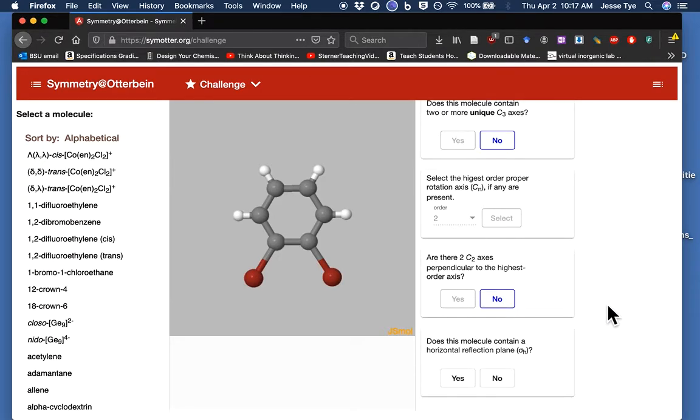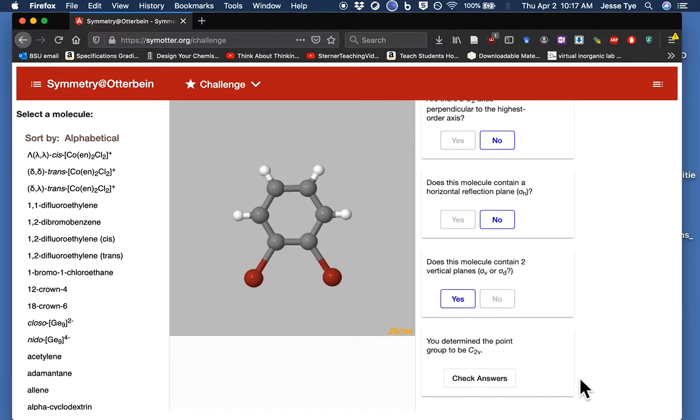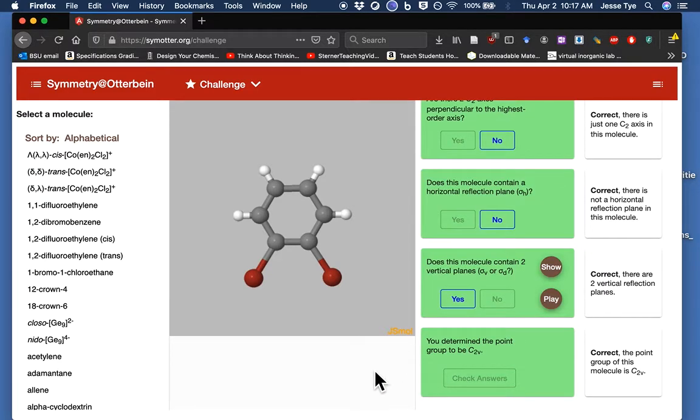Does it contain a horizontal mirror plane? As soon as we define the primary axis, which is up and down, horizontal then would be this way. If I try to put a horizontal mirror plane here, it would again reflect these bromines up to the top, so that doesn't work. No horizontal. Vertical is another choice, and vertical will contain this primary axis. I do believe that I can put a mirror plane right through here. That looks good to me. It reflects bromine into bromine, carbon into carbon, and hydrogen into hydrogen. So that's a yes, and I've determined that this point group should be C2v. And it is.